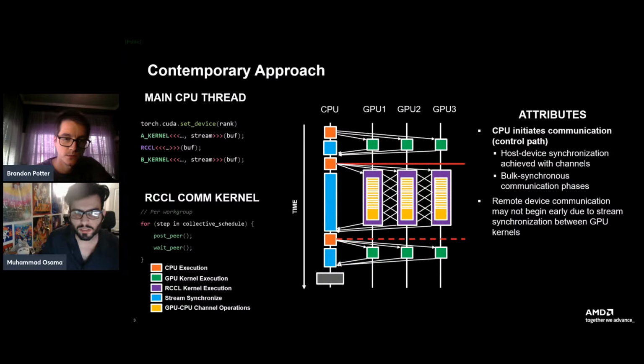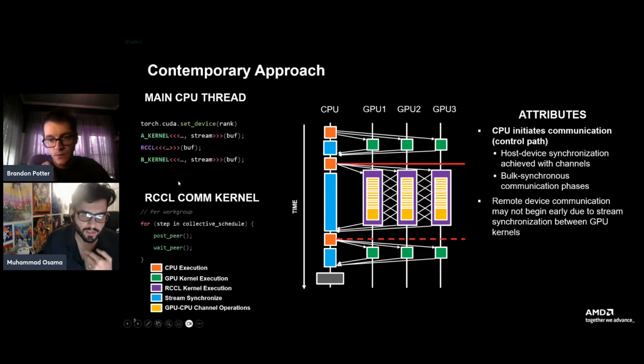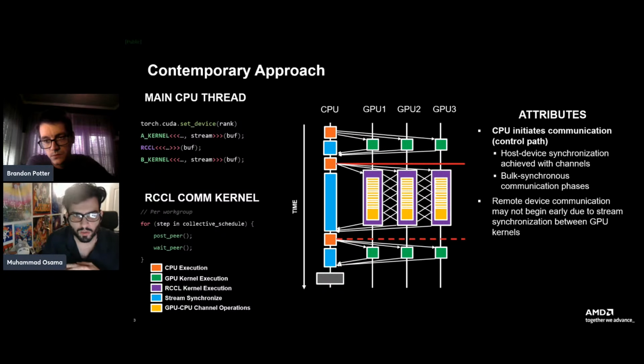The contemporary approaches we'll compare against are based on what RCCL does, the bulk synchronous programming model. On the left-hand side, I show a little code snippet: you set your device, you launch a compute kernel, you wait for that compute kernel to fully finish, then you launch your communication kernel, you wait for that communication kernel to fully finish, and then you launch your other work. So it's a very stop-and-go kind of model, the bulk synchronous model.